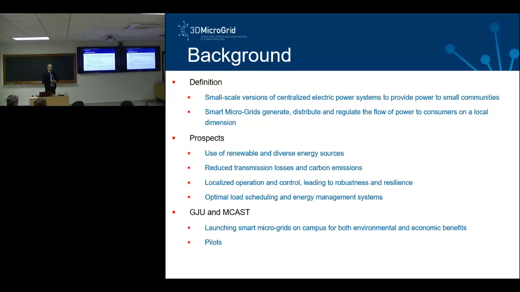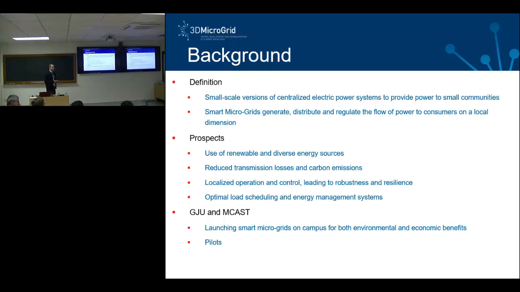So as you can see, the broader definition of this project is about a small-scale version of a centralized electric power system, and the idea is to provide small communities with types of grid systems that you can manage at the local sites. And we're trying to build smartness, autonomy and intelligence into the operation and management of microgrid systems so that we can generate, distribute and regulate the flow of power to consumers in the local dimension. Local dimension means in the same site.